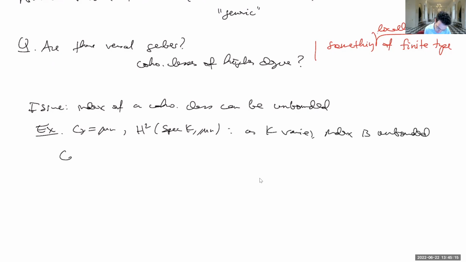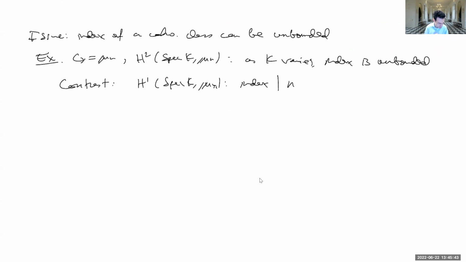Now, there's a contrast here. If I do this for H1, the index always divides n, because n is the literal size of the group scheme. So any torsor is size n. So the index is always bounded. But for a cohomology of higher degree, there's this problem that something can run away. And so you can't hope to just get a single finite type parameterizing object for this.